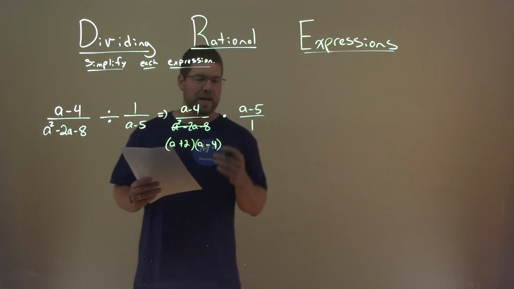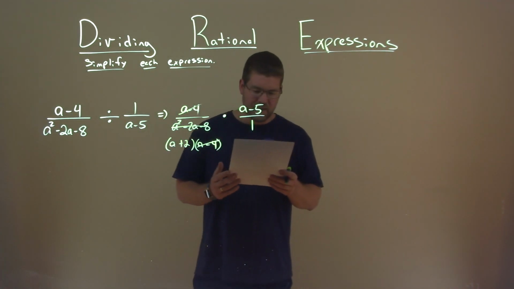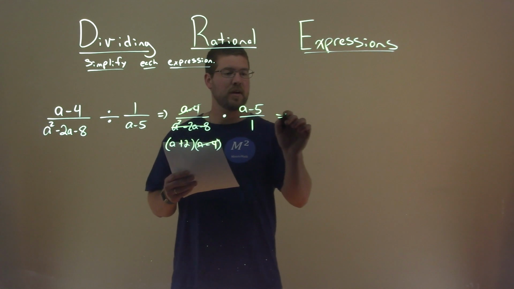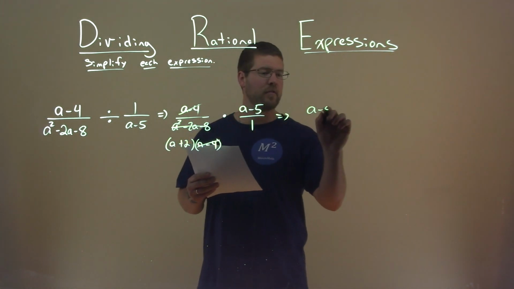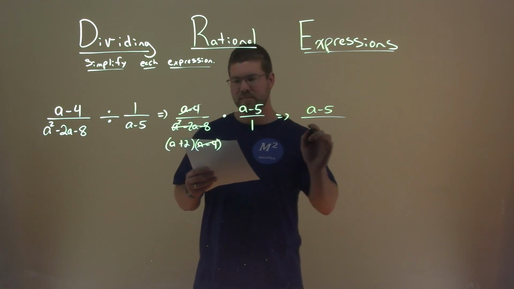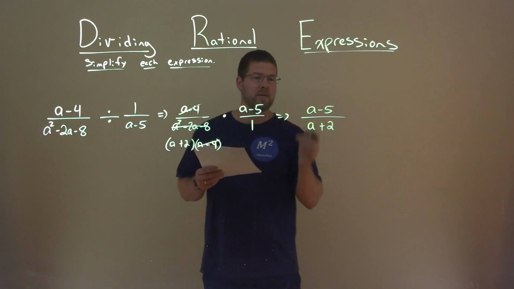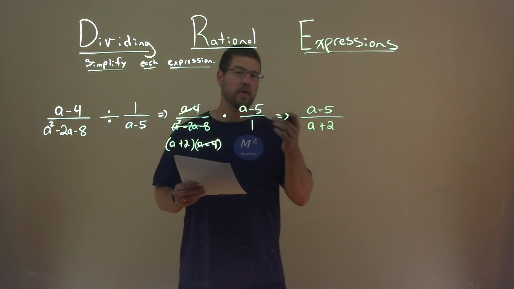Now, what can cancel out? Well, a minus 4 and this a minus 4 cancel out, and really nothing else. So what's left in the numerator? A minus 5 is left over. Denominator, a plus 2 times 1, which is just a plus 2. And that's it. A minus 5 over a plus 2 is our final answer.